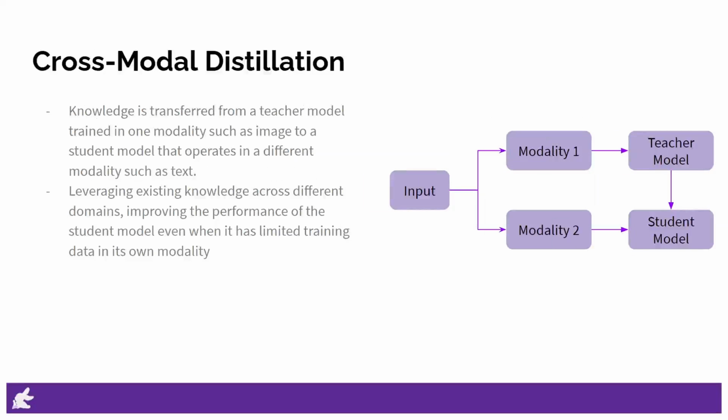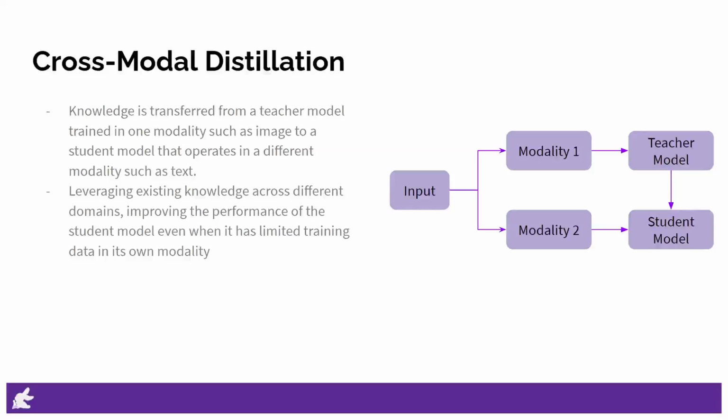Cross-modal distillation is a technique where knowledge is transferred from a teacher model trained in one modality, such as image, to a student model that operates in a different modality, such as text. This method is particularly useful when labeled data is scarce in one modality but abundant in another. The teacher model, trained on a specific modality, generates features or soft labels that are then used to guide the training of the student model in a different modality.